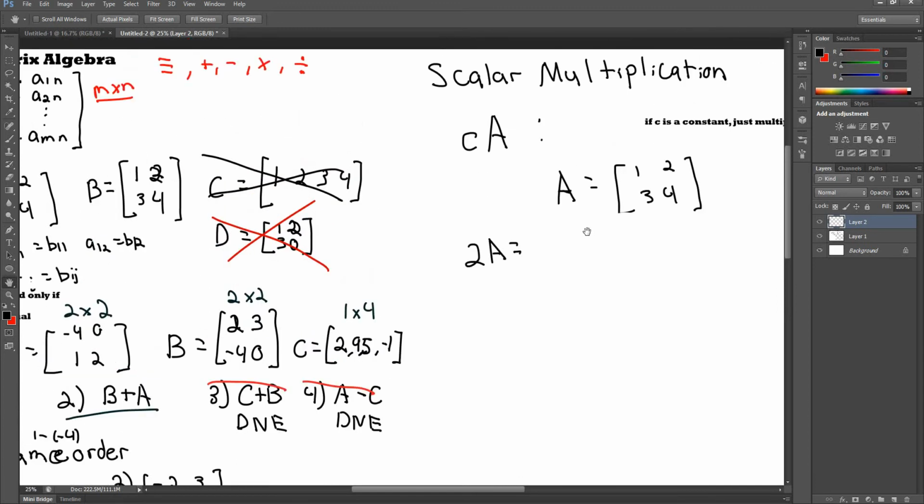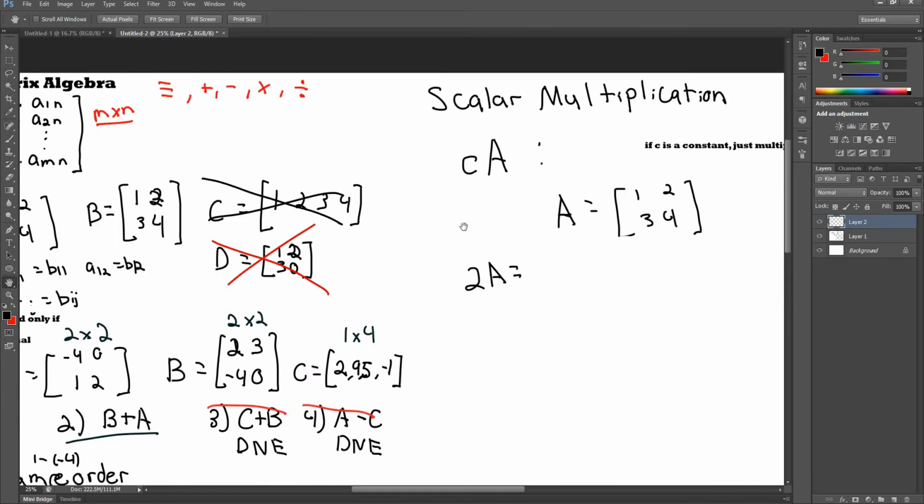Scalar multiplication is also easily defined. There's no crazy trick to this. It's straightforward.